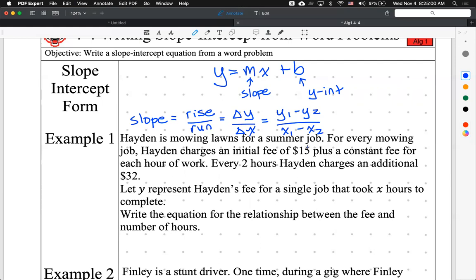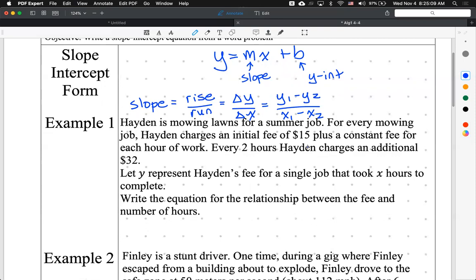One person knows how to start. 2 people know how to start. 3 people know how to start. Let's hear from Jose. Money and hours. Right? Money and hours, yeah, so those are going to be our variables. Y is the money, x is the hours. So it's going to be 32 over 2.